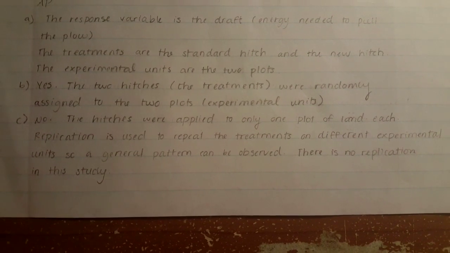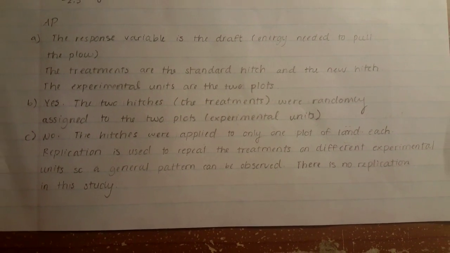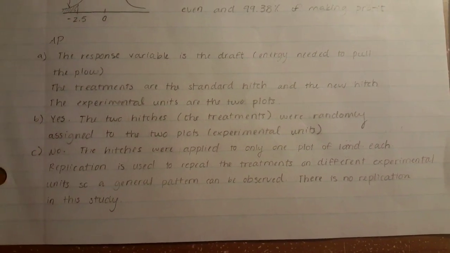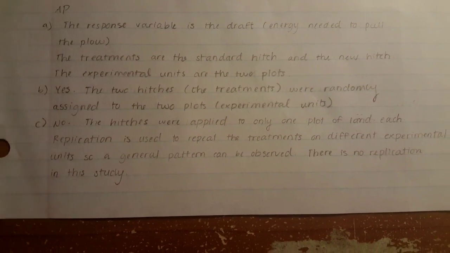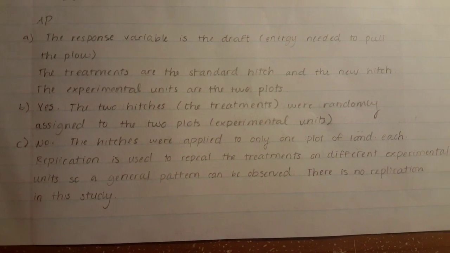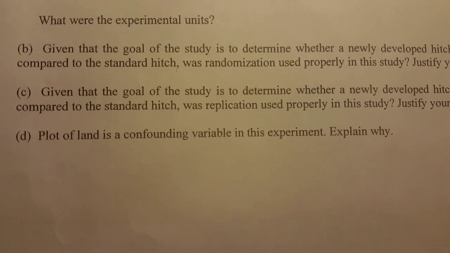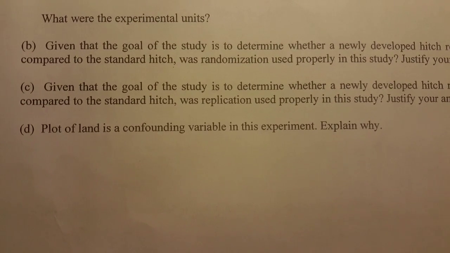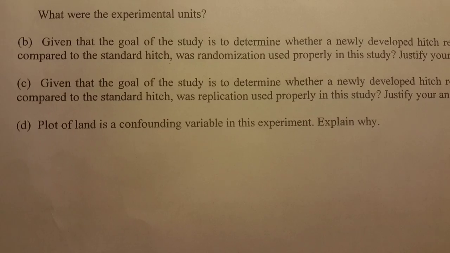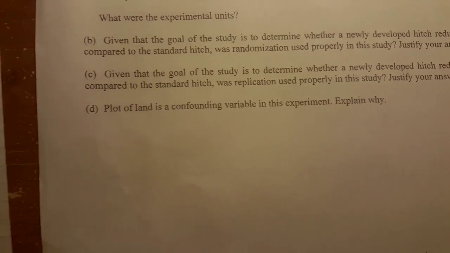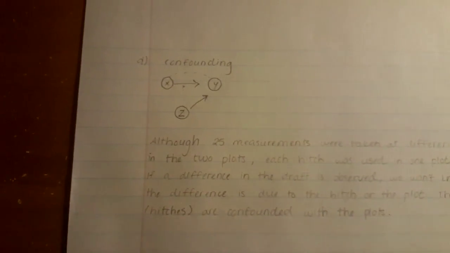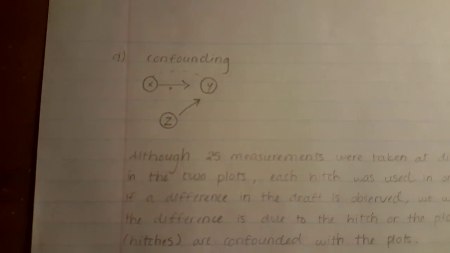Replication is used to repeat the treatments, hitches, on different experimental units, plots, so a general pattern can be observed. There is no replication in this study. And lastly, D. Plot of land is a confounding variable in this experiment. Explain why.